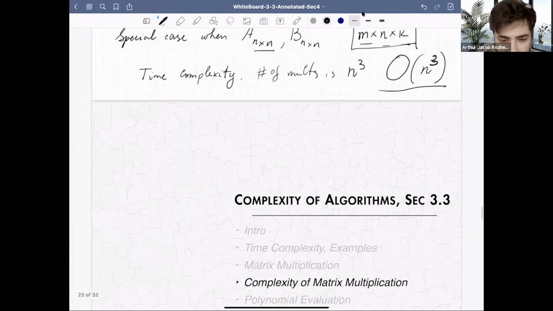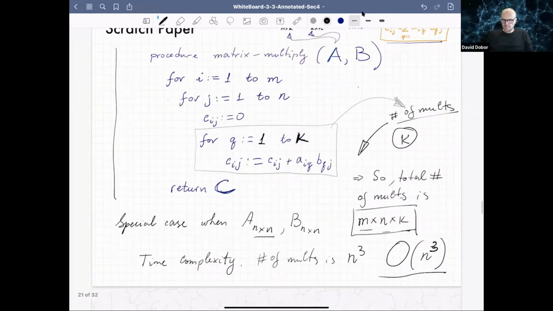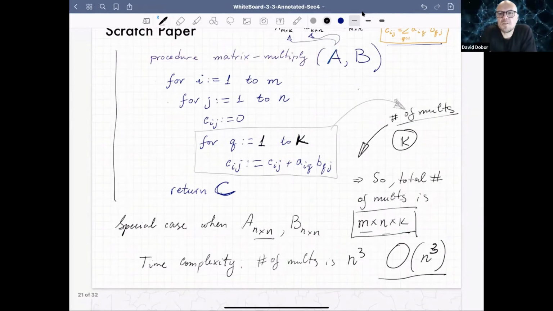Excuse me, can you just say why it's n cubed one more time? Why is it n cubed? Can someone help me explain this? It's only in the special case that you're multiplying square matrices.